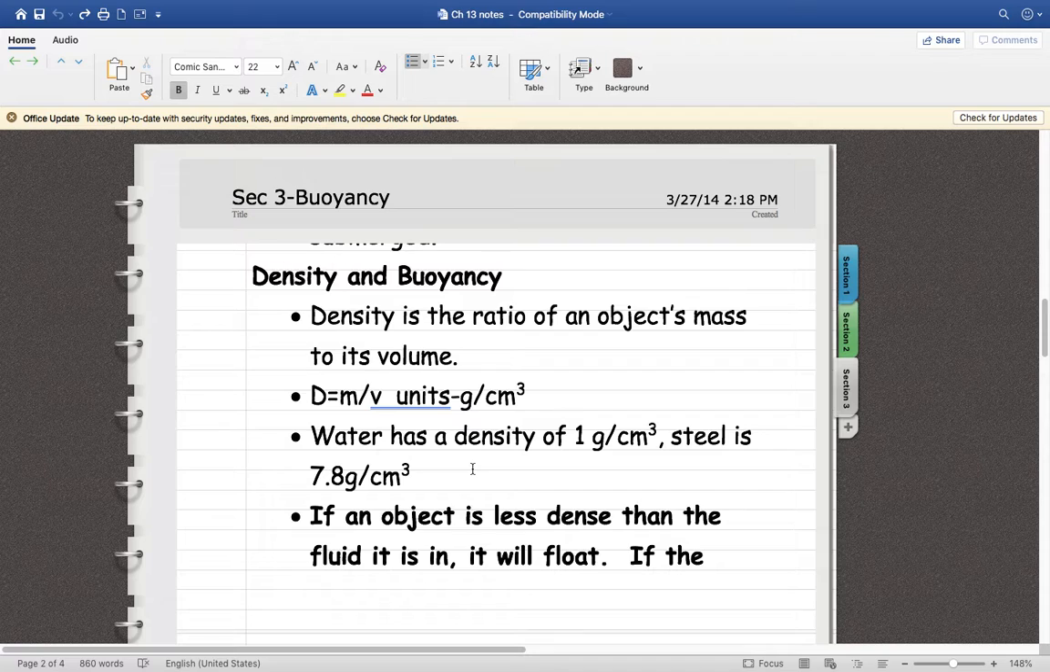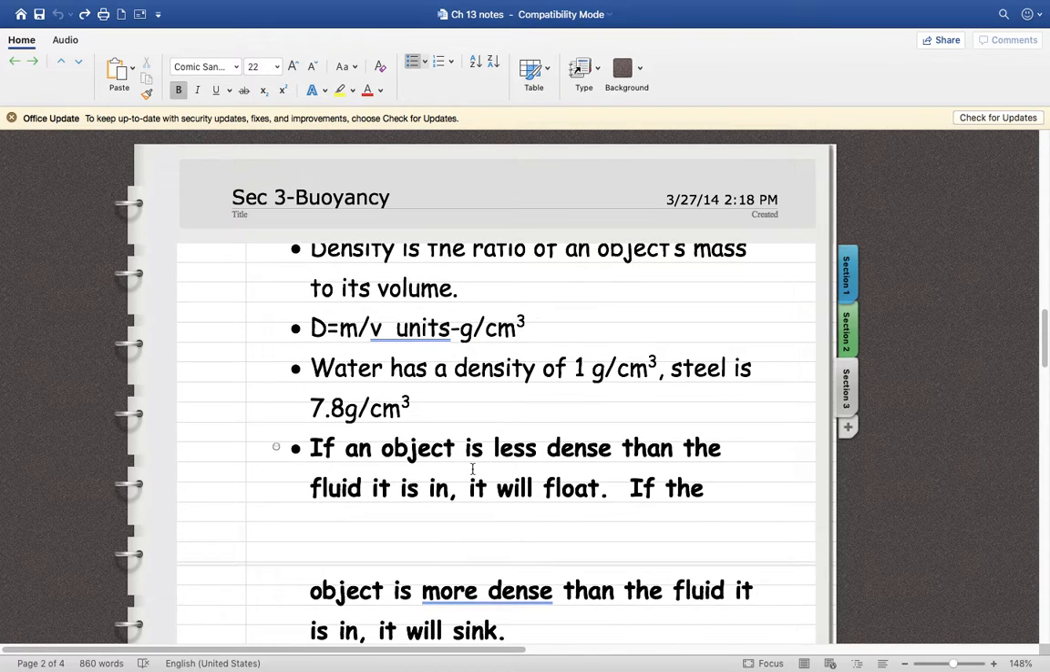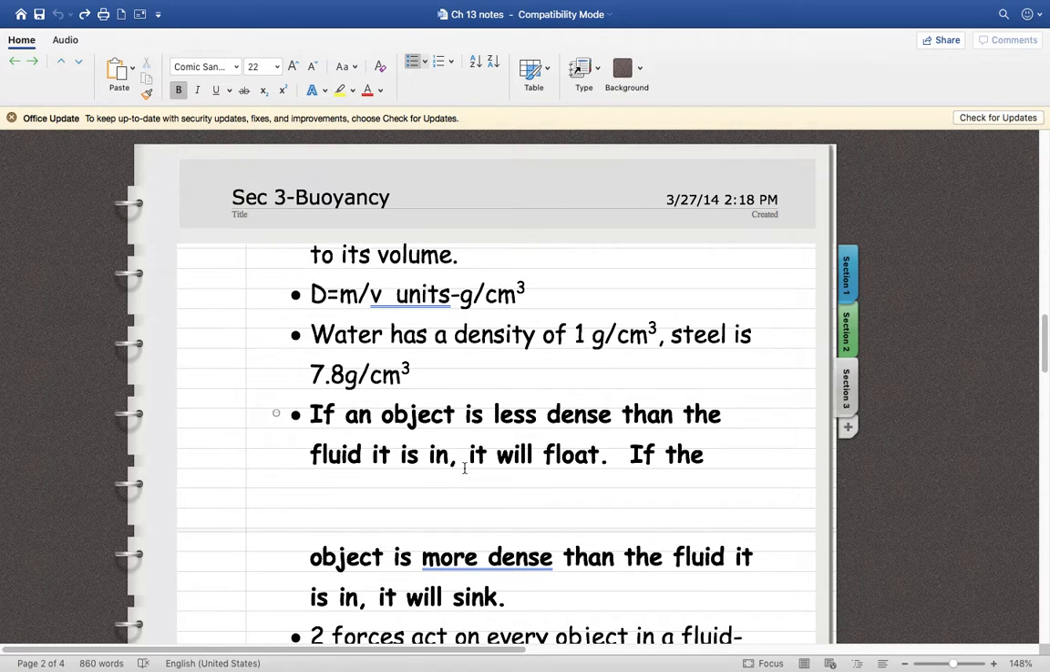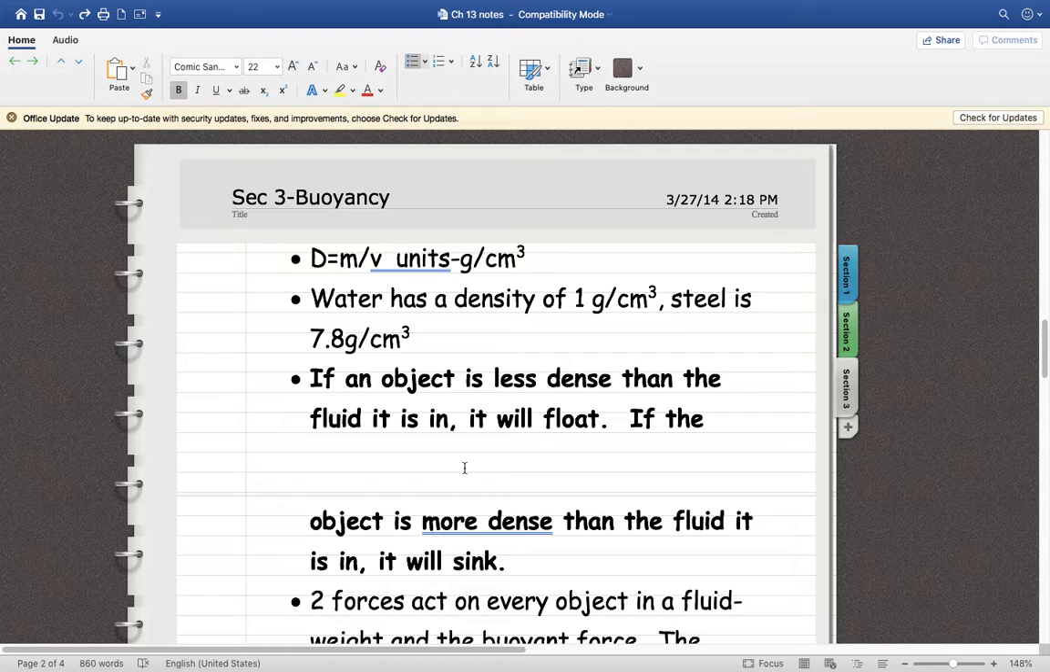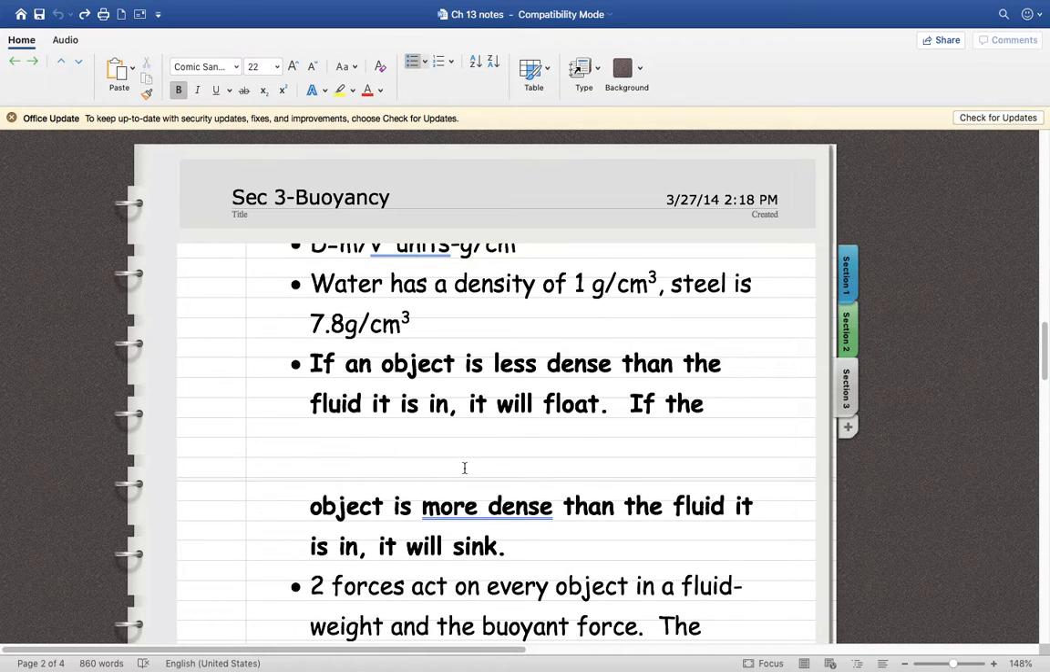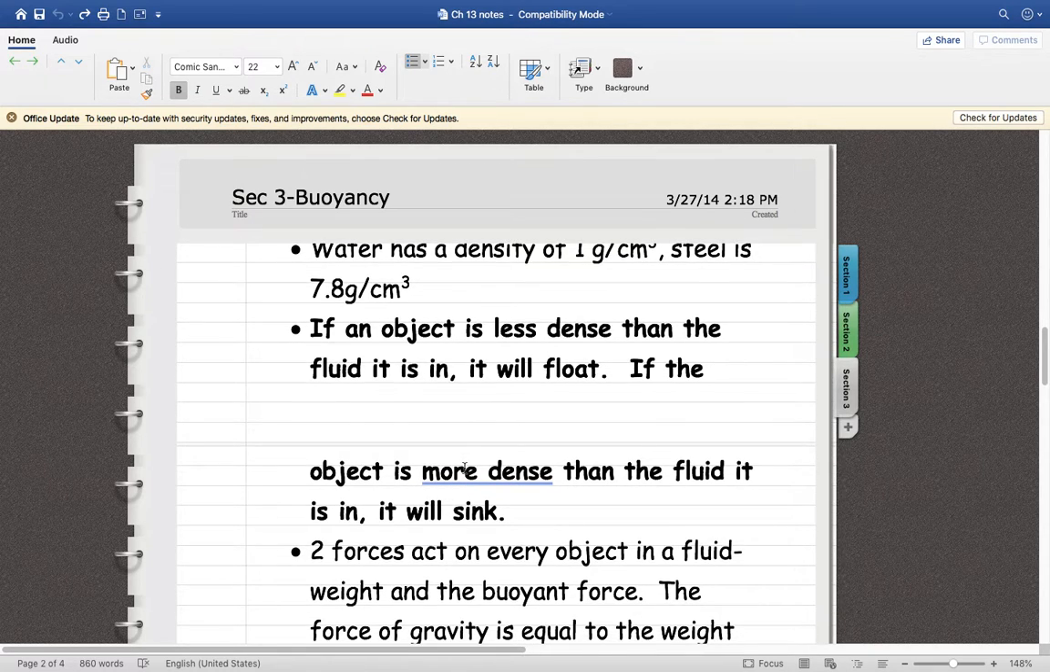If an object is less dense than the fluid it's in, it will float. Things that float would be like wood or balls or something like that, right? If the object is more dense than the fluid it is in, it will sink. So steel would sink in water. A pencil is going to float.